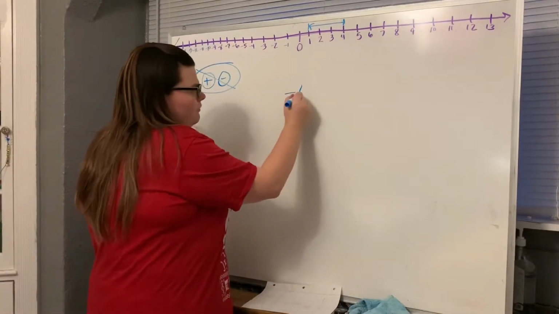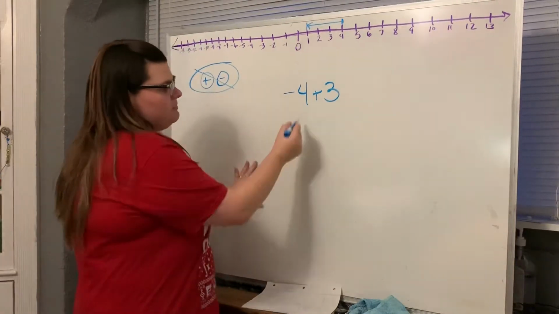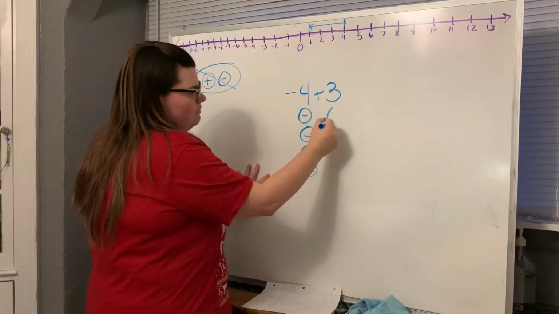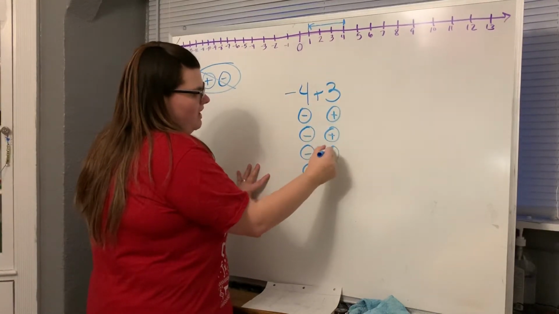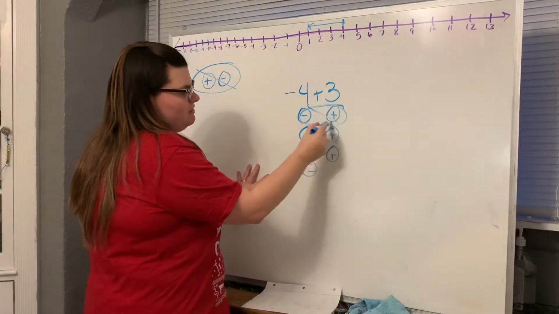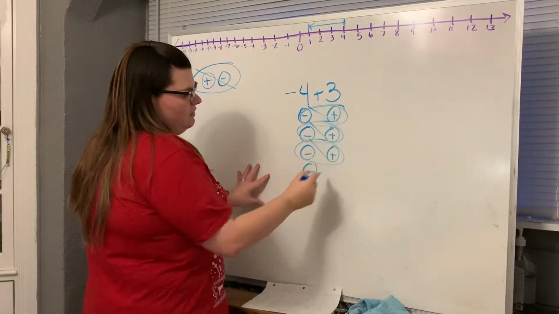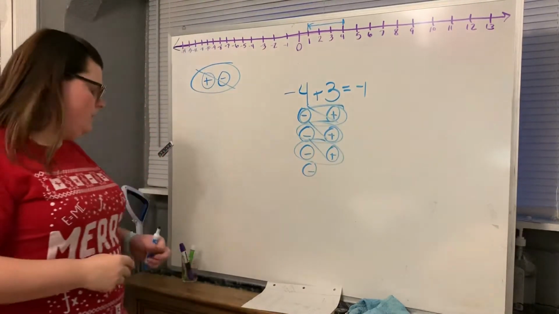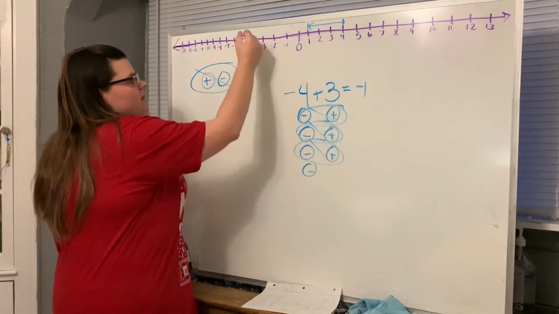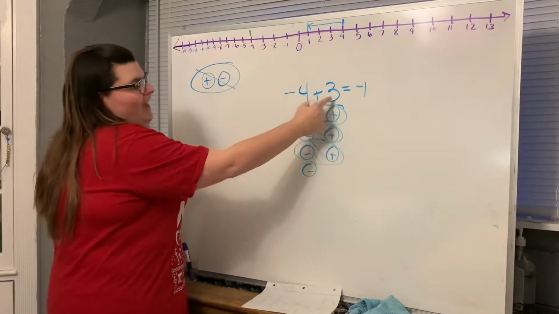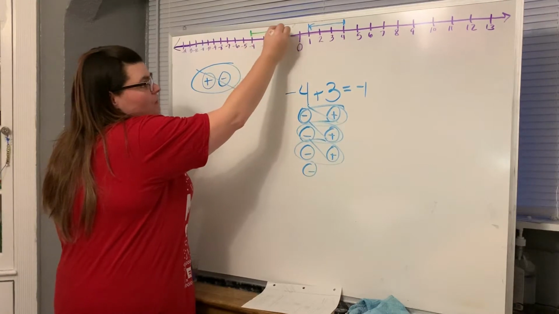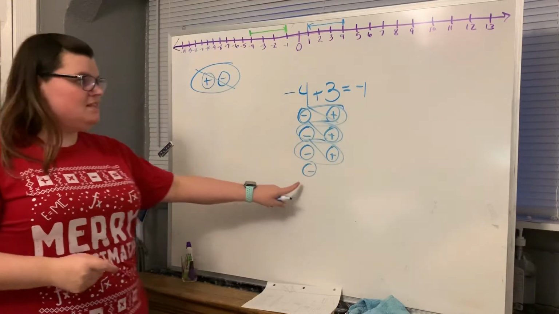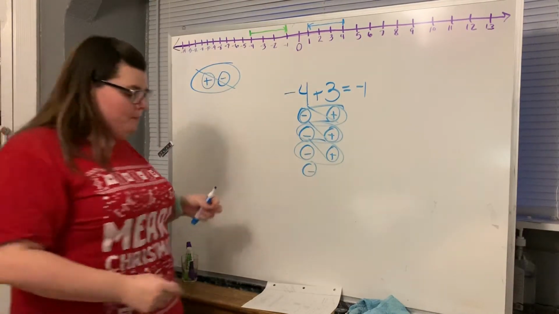Okay, let's do another one. Let's do negative 4 plus 3. This means I have 4 negatives, and I'm adding to it 3 positives. So when I find my zero pairs, what am I left with? Now I'm left with negative 1. We can see that one's different because it started at negative 4 and added 3, so it went forward 1, 2, 3 and landed at negative 1. We can see that with our chip model and with our number line model.